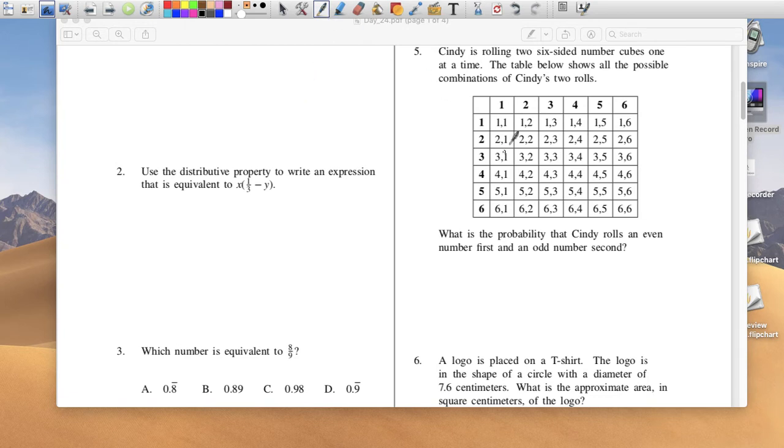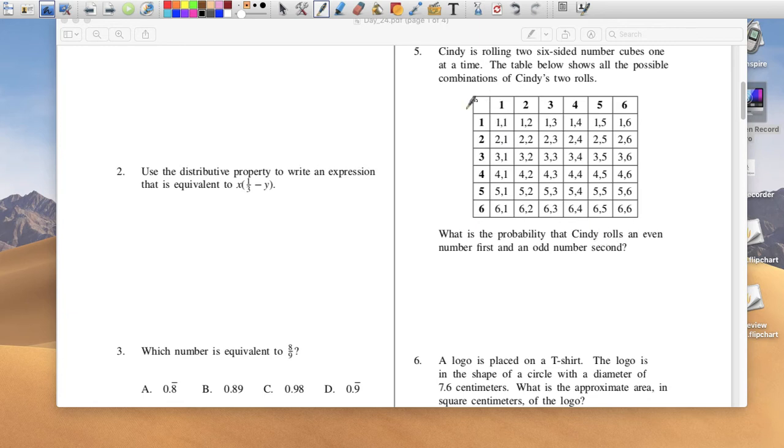So she can get a 1 and a 1, a 1 and a 2, a 1 and a 3, a 1 and a 4, a 1 and a 5, a 1 and a 6, right? And if she rolls the first die and lands on a 2, the second would be a 1, so she can get a 2 and a 2, 2 and 3, 2 and 4, 2 and 5, 2 and 6, and so forth. So what's the probability that Cindy rolls an even number first and an odd number second?